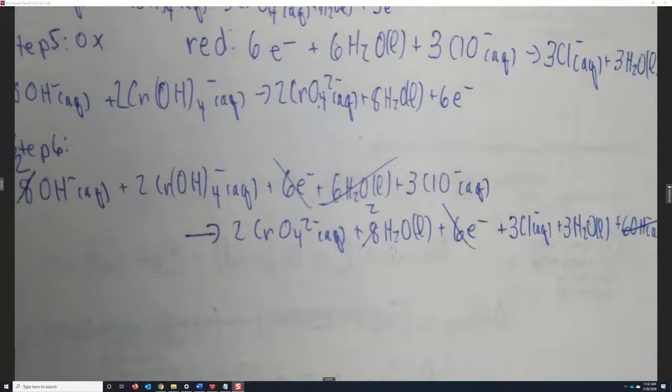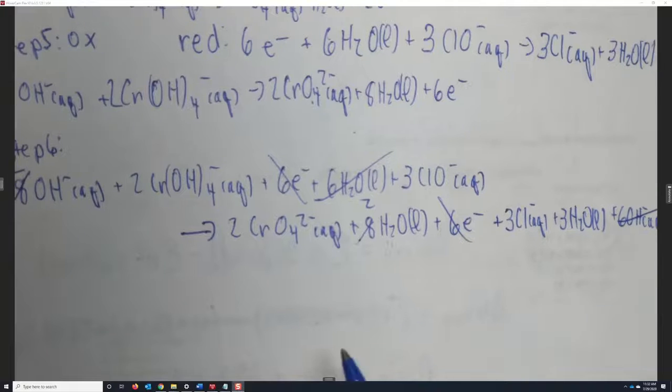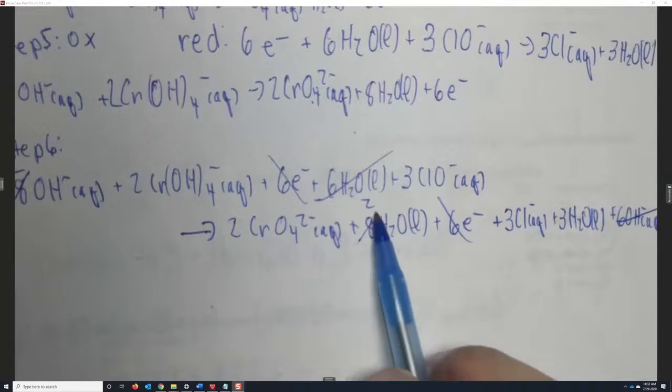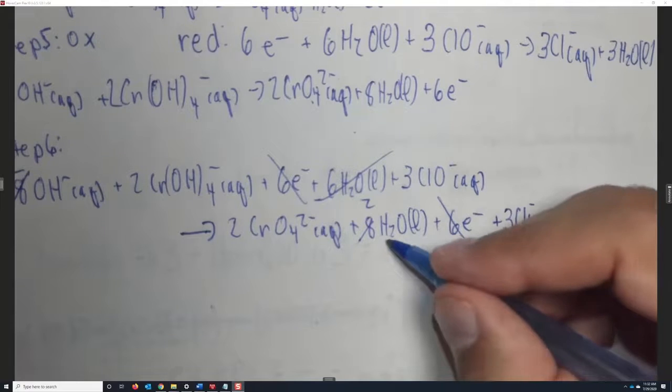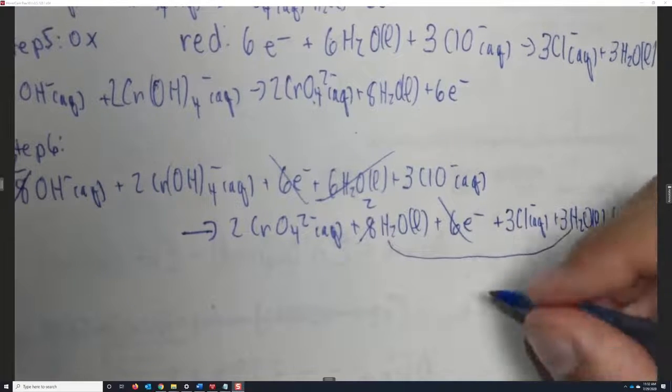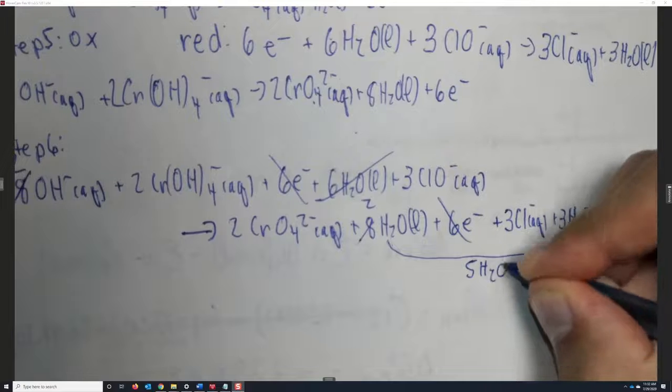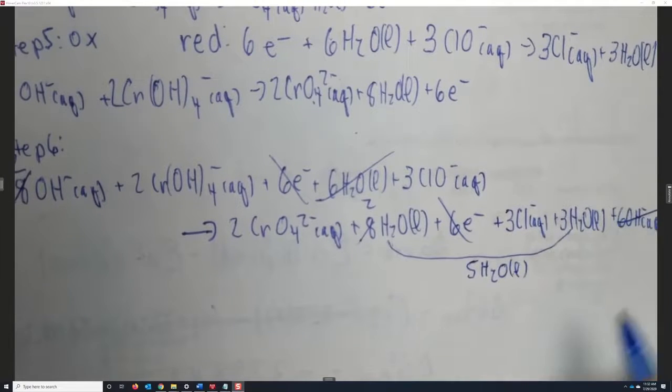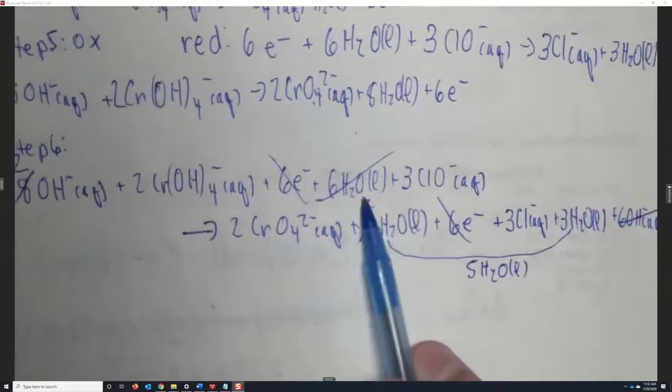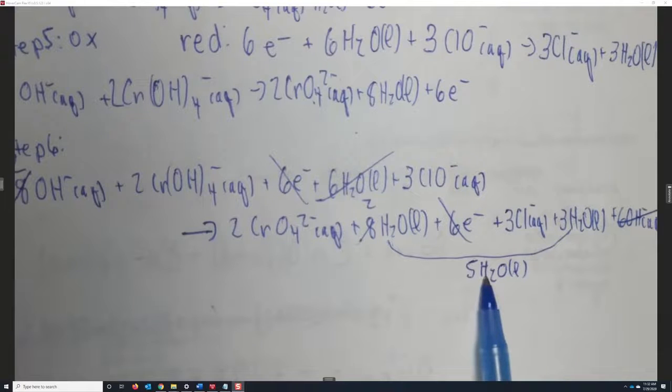And it looks like everything is good except for one other thing where I have 2 waters here and 3 waters here. So I just want to combine those to make 5 H2O liquid. So now I've combined these 2 into these 5 waters.